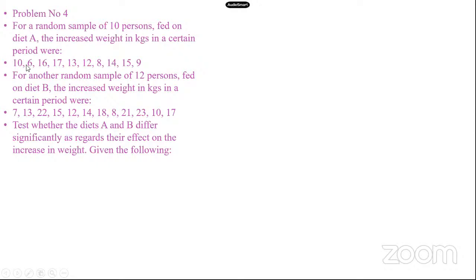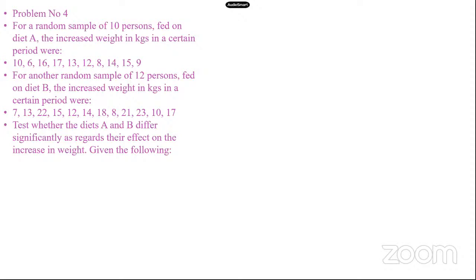पहिल्याचं 10 किलो वाढलं, दुसऱ्याचं 6 किलो, तिसऱ्याचं 16 किलो, चौथ्याचं 17 किलो, 13 kg, 12 kg, 8 kg, 14 kg, 15 kg, and last one's 9 kg. This is the weight increased during a certain period, maybe 1 month, 2 months, 3 months, like that.